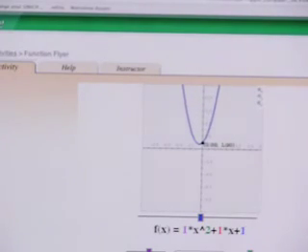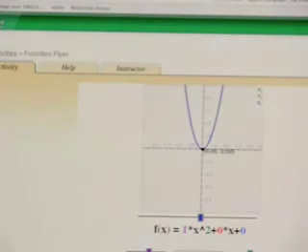Let's go ahead and set both b and c equal to 0. When b and c are both equal to 0 at the same time, the vertical intercept is at 0, 0, and the center is at 0, 0. This point is referred to as the vertex. This is the vertex of our parabola.